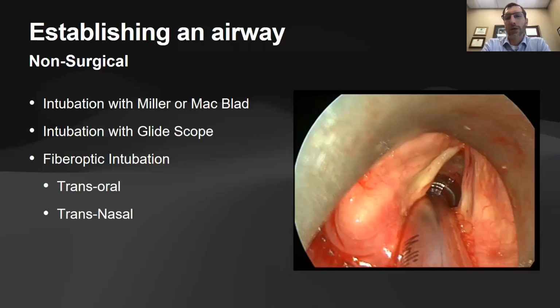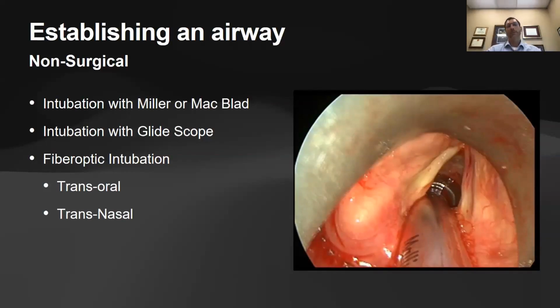Early on in my career and early on in training, especially when I was in Oregon doing my last year of fellowship, we did so many awake trachs. Almost every head and neck cancer patient received an awake trach. Very rarely do we ever do that anymore now, just because of the technology to help us establish that non-surgical airway.